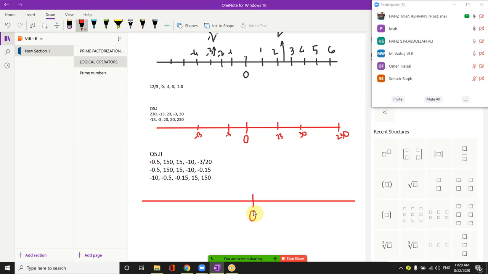So where should we place minus 10? Very good. So this value would be minus 10. Then minus 0.5, so this value is minus 0.5. Then minus 0.15.